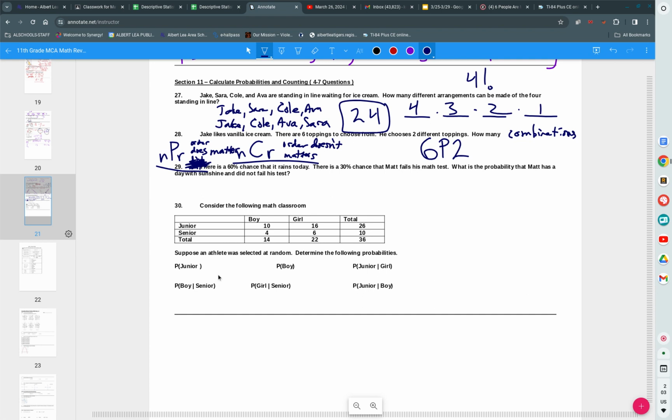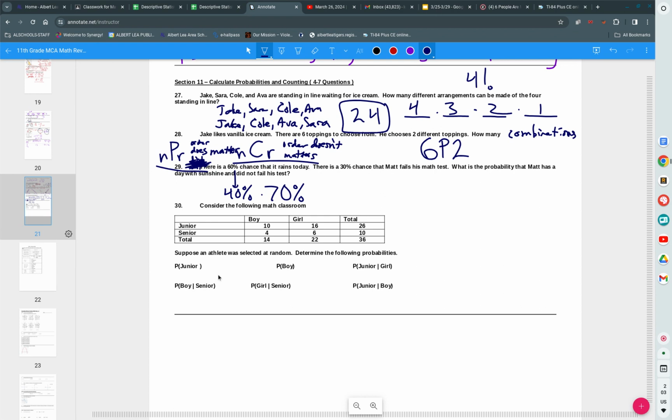Okay, let's pause. I see that there's a 60% chance of rain today. That means there's a 40% chance that it doesn't rain today. And for Matt, there's a 70% chance that he passes his test. So in this moment, you're like, hey, he's probably doing pretty well. Yeah, he's doing well for the test for the most part.